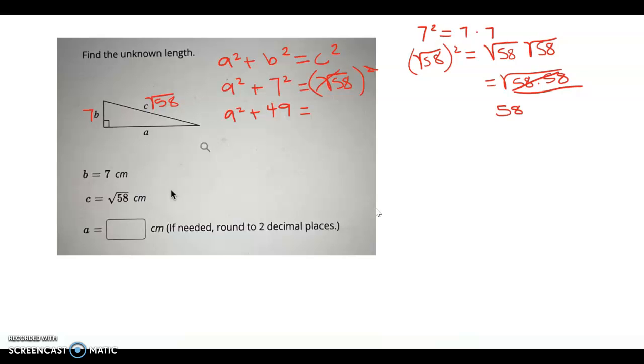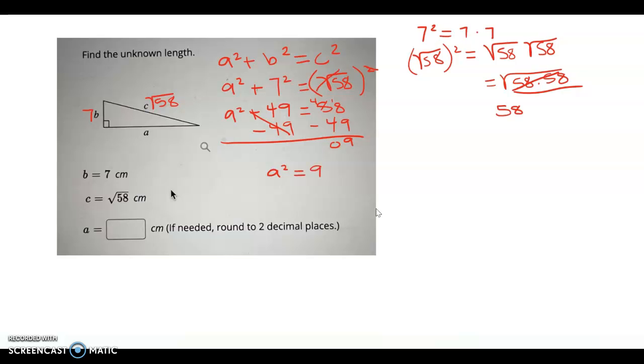Okay, but another way to think of it is, if you have a square root of a number squared, the square root and the squared just cancel out. So we get 58 here. Then we want to keep solving. Minus 49 from both sides. So we borrow here, 18 minus 9, we get 9, and 0, so it'll just be 9. So A squared equals 9.